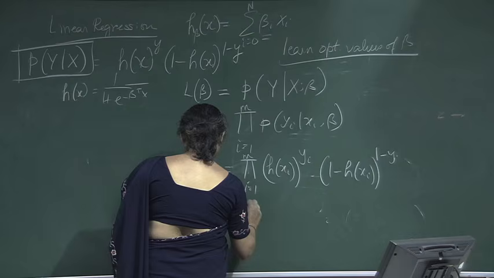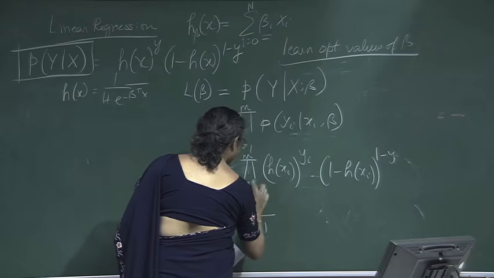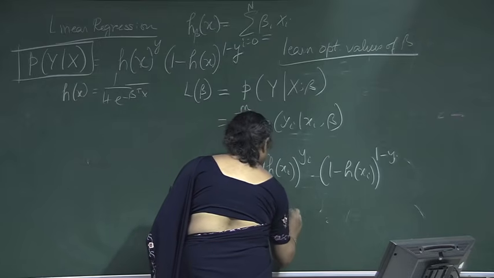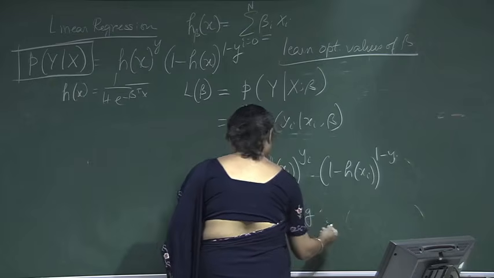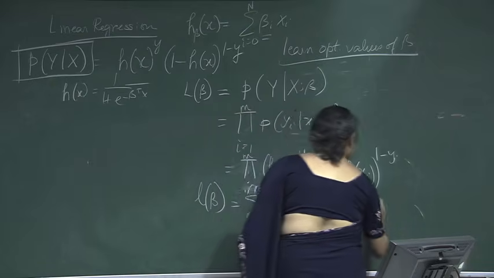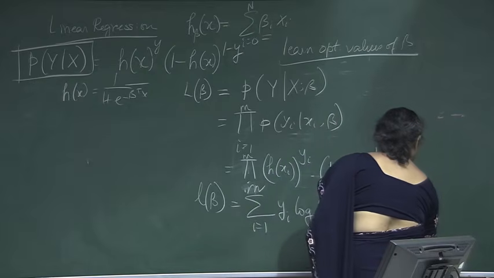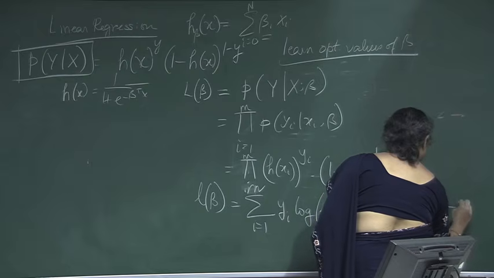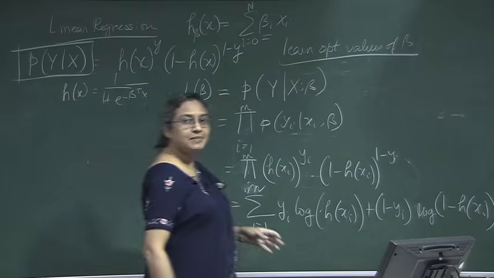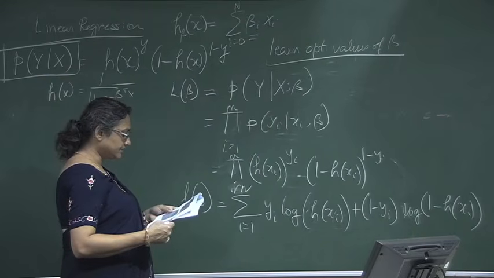log of likelihood of beta, which is summation i equal to 1 to m, y_i log of h(x_i) plus (1 minus y_i) log of (1 minus h(x_i)). Okay. So, by taking the logarithm of this expression we get the log likelihood of beta.